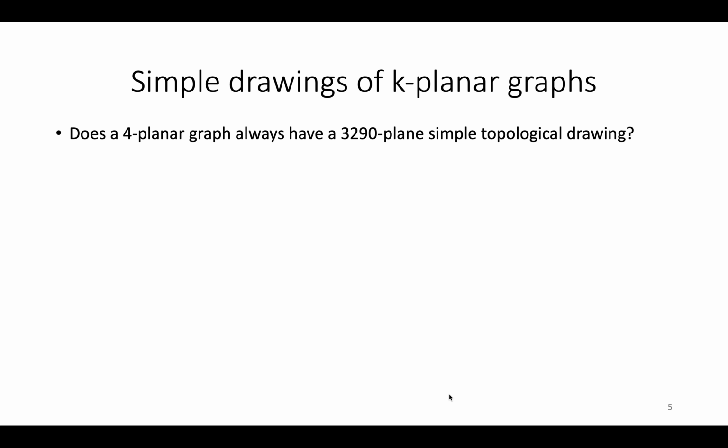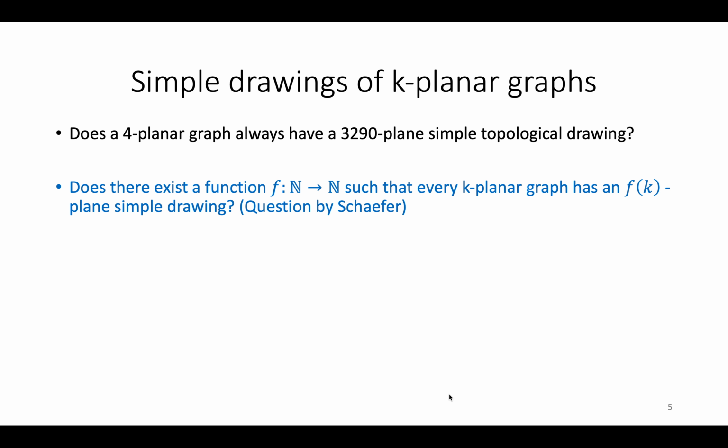So can they be drawn as 3290-plane simple topological drawings? Yes. But what about some other smaller number? Once we answer this question for 4-planar graphs, we would also want to ask this question for general k-planar graphs. So the question is, does there always exist a function f such that every k-planar graph has an f of k plane simple drawing? In this paper, we answered this question in the affirmative and showed that the simple local crossing number of a graph is bounded by a function of the local crossing number.